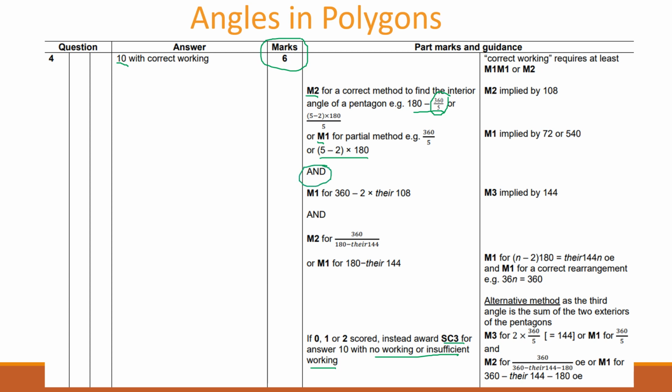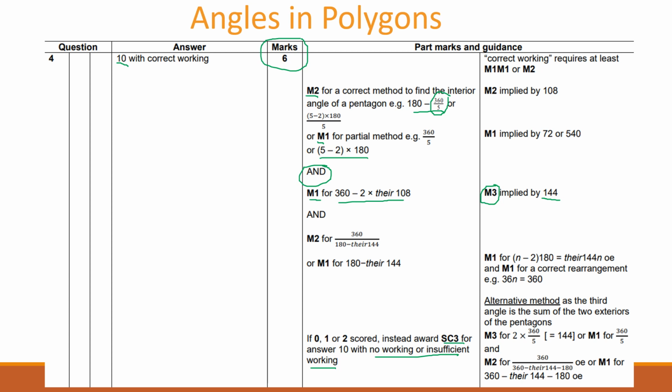So the method mark here is 360 take away 2 times their 108, sorry. Now I did 360 take away 108 take away 108. That gave us the 144. So this answer here was the 144. It says implied over here on the right hand side by 144. So if you'd written somewhere in your working 144, you've got 3 method marks for getting 144.